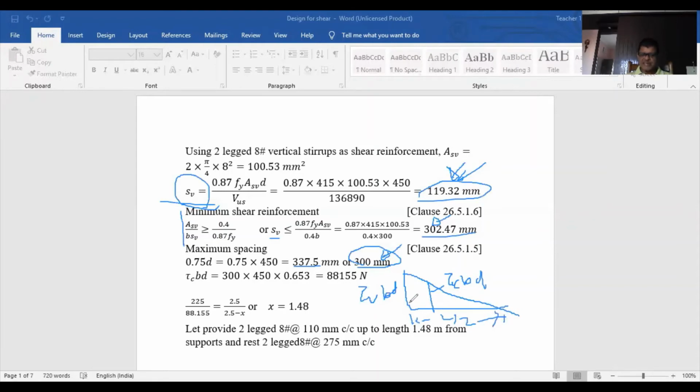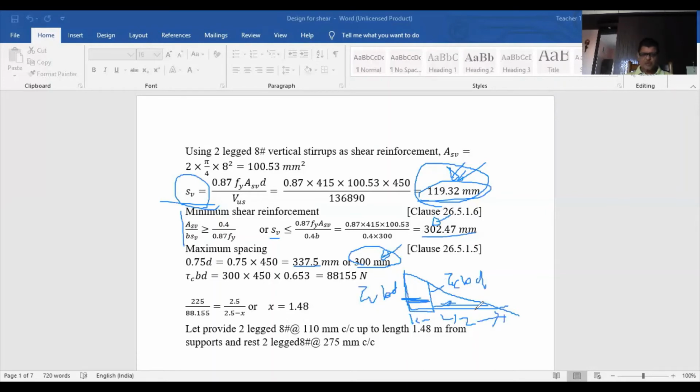Now you have to find out this region. In this portion, you have to provide the spacing like this. The spacing shall be less than 190, but on the remaining portion, it should be the minimum 300 to maximum 300. So in this region, it will be 300. In this portion, it will be less than 119. So calculate this value x. If this value is x, then this will be L by 2 minus x.